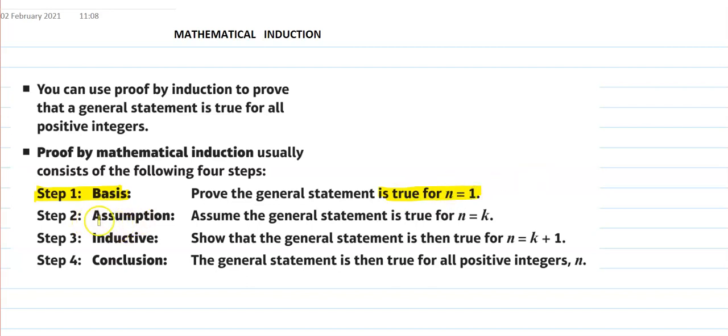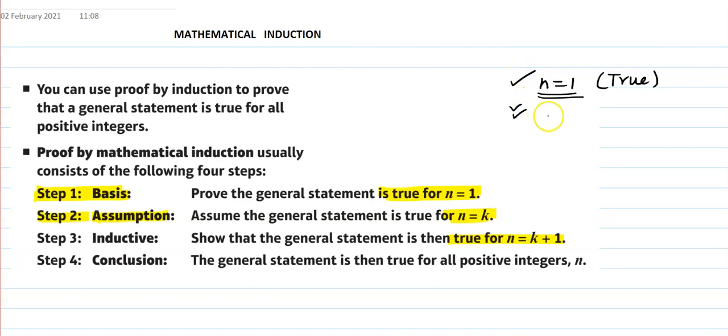Then we will assume that it is true for n equal to k, and then we will show that it is true for n equal to k plus 1. If you remember what I am saying, whatever equation is given, first we will show that it is true for n equal to 1. If any equation is given, we check whether it is true for n equal to 1. This is your step 1.